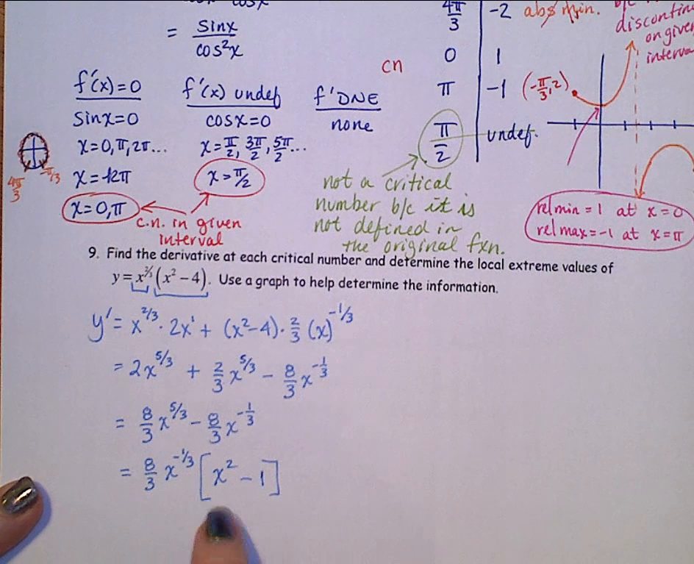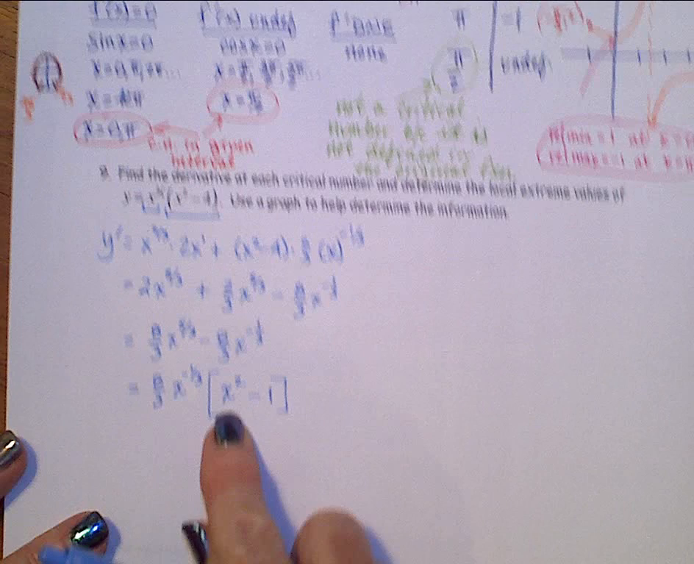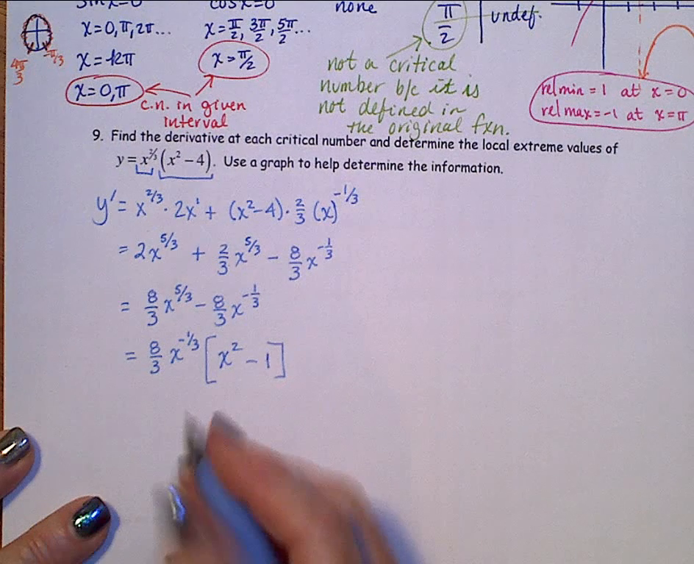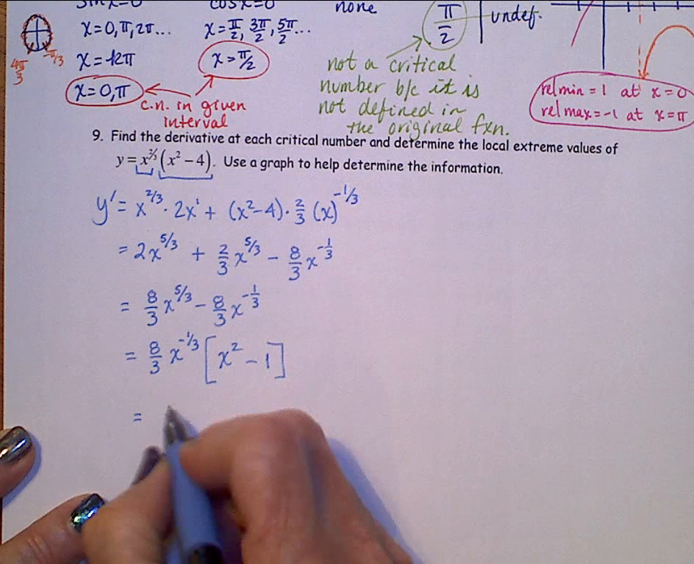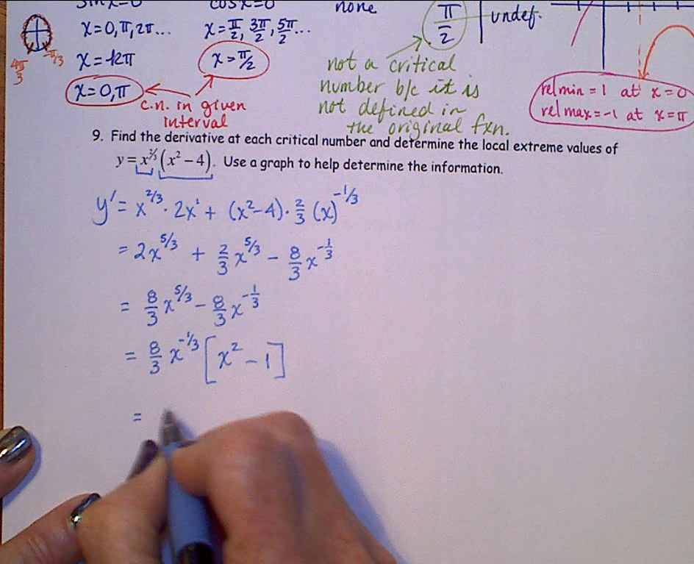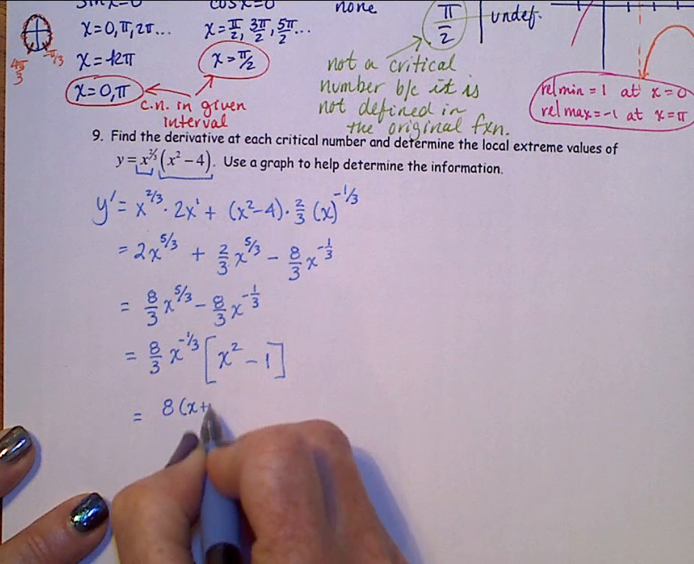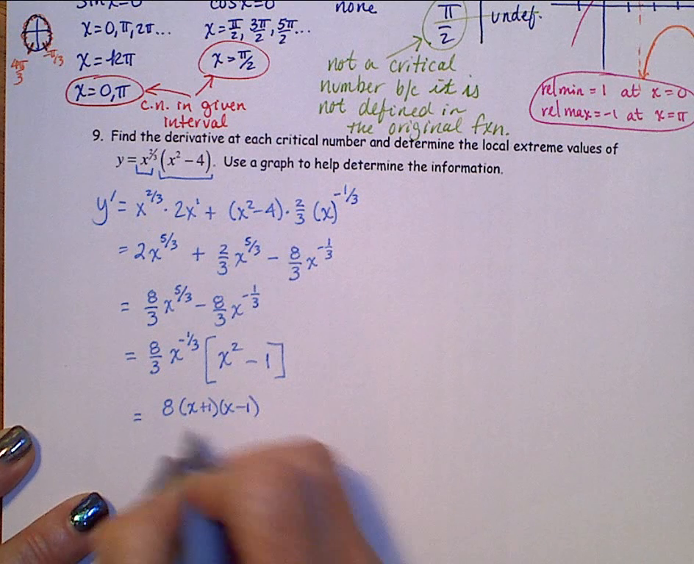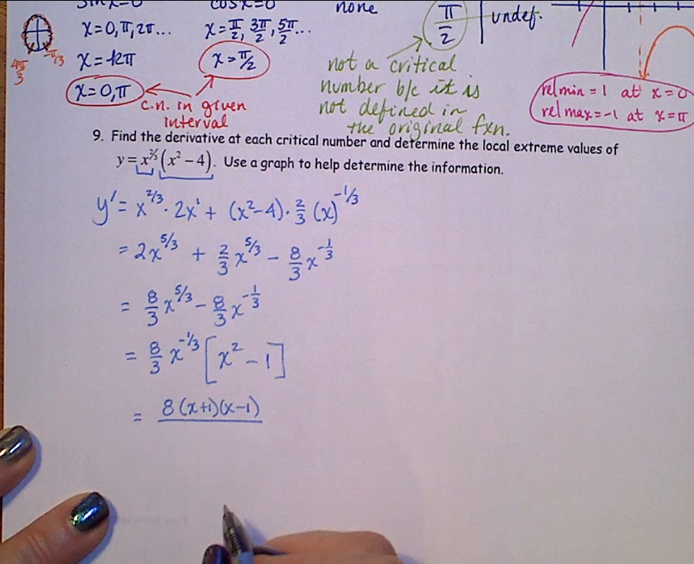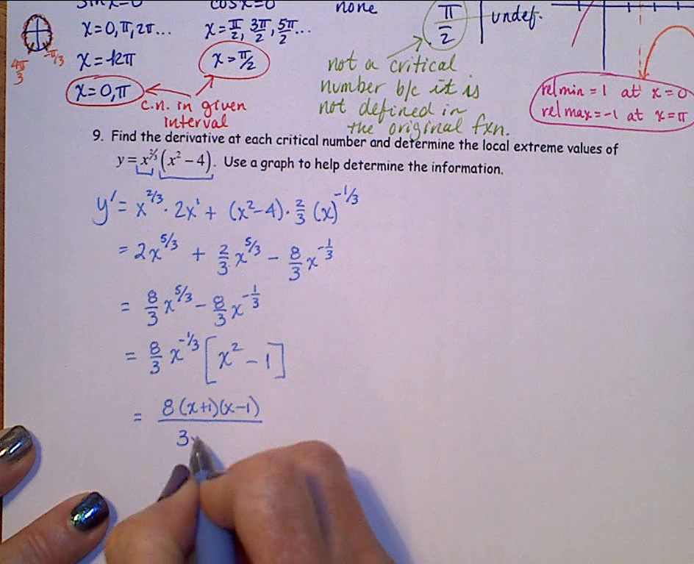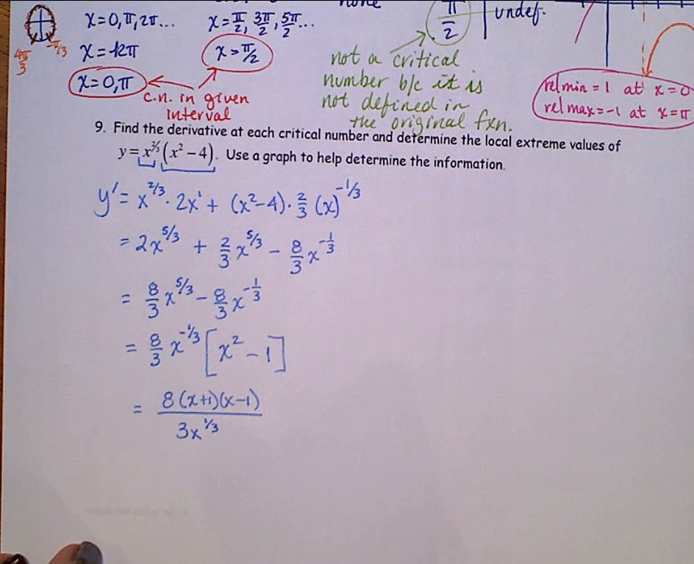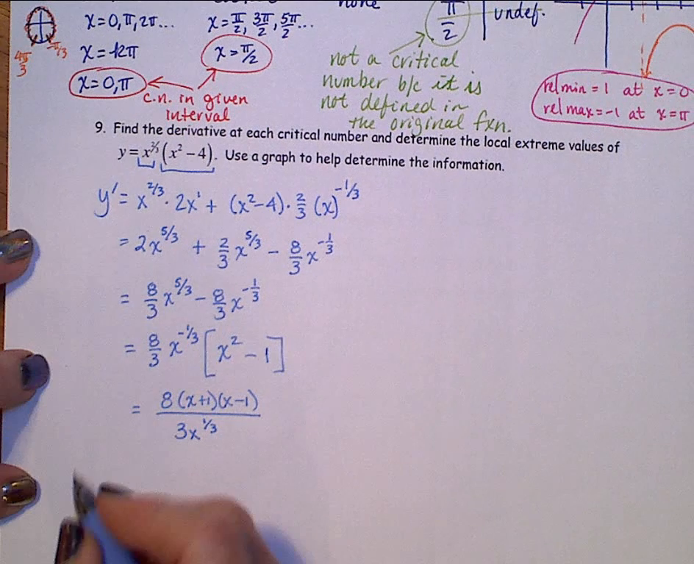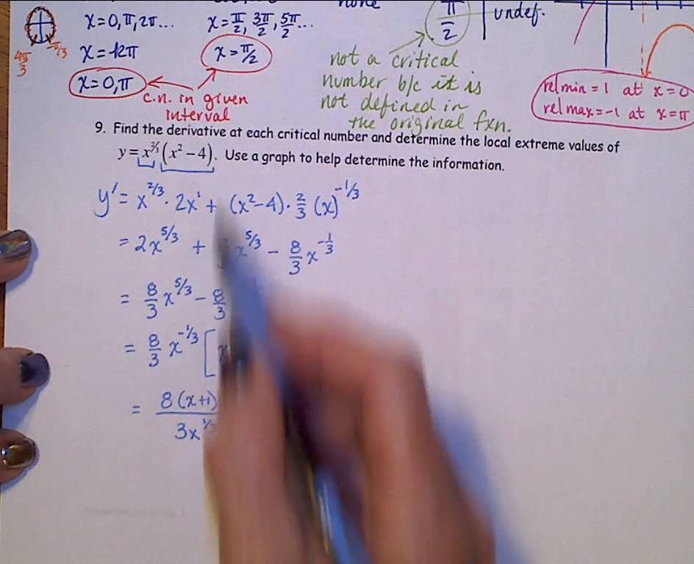Oh, look at that. That factors. Let's clean this up. Pull this x to the negative 1/3 to the bottom and factor this x squared minus 1. We'll have an 8 times an x plus 1 times an x minus 1 all over 3x to the 1/3. All right, now still need to find the critical numbers. That was just the derivative.